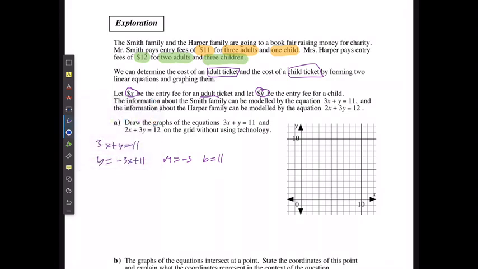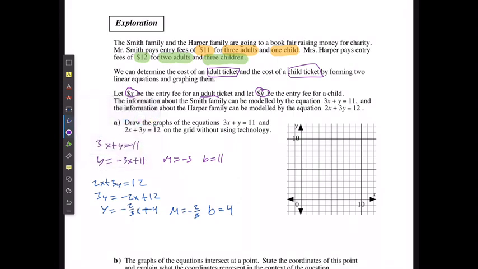I can take my second equation and say, well, if 2x plus 3y is equal to 12, then 3y is going to equal negative 2x plus 12. Or when I divide everything by 3, y is equal to negative 2 over 3 x plus 4. In this case, I have a slope of negative 2 over 3 and a y-intercept of 4. I have enough information to graph both of these out.